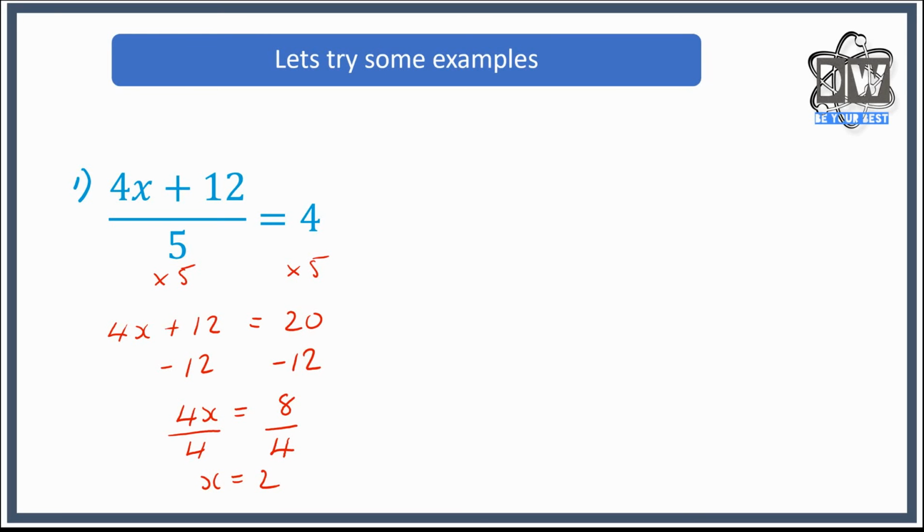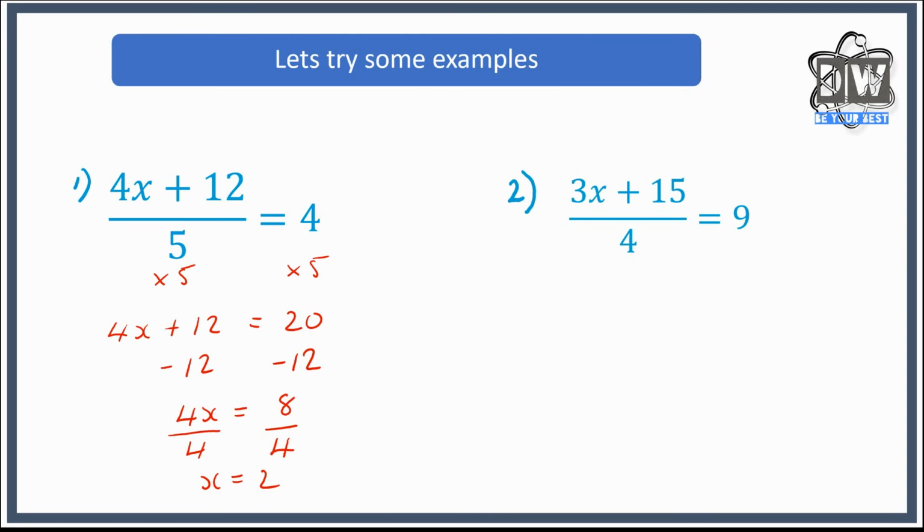And again, what we could do is put that back into the equation and see if it works. So 4 times 2 is 8 plus 12. That gives us 20. 20 divided by 5 gives us 4. And that's the best thing to do. Just remember that, to always make sure you put them back in.